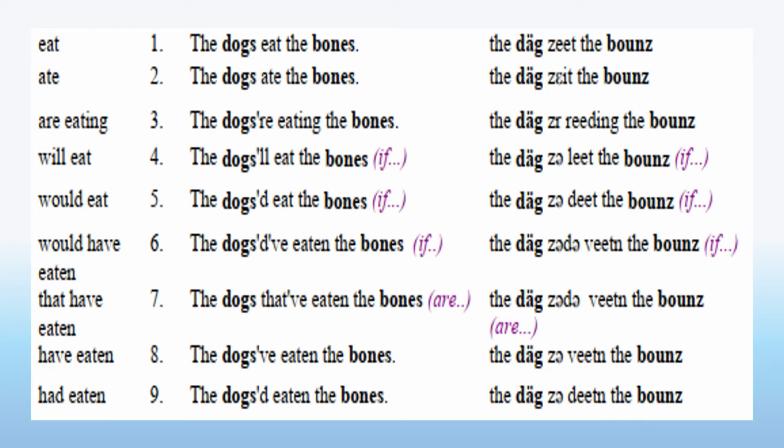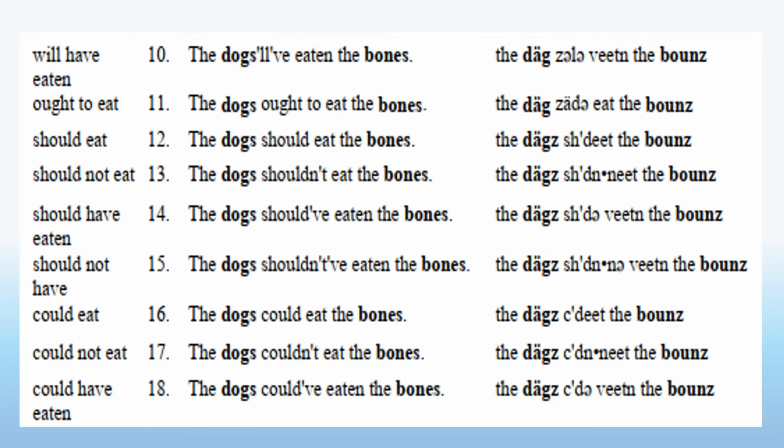1. The dogs eat the bones. 2. The dogs ate the bones. 3. The dogs are eating the bones. 4. The dogs will eat the bones. 5. The dogs would eat the bones. 6. The dogs would have eaten the bones. 7. The dogs would have eaten the bones. 8. The dogs have eaten the bones. 9. The dogs had eaten the bones. 10. The dogs will have eaten the bones.